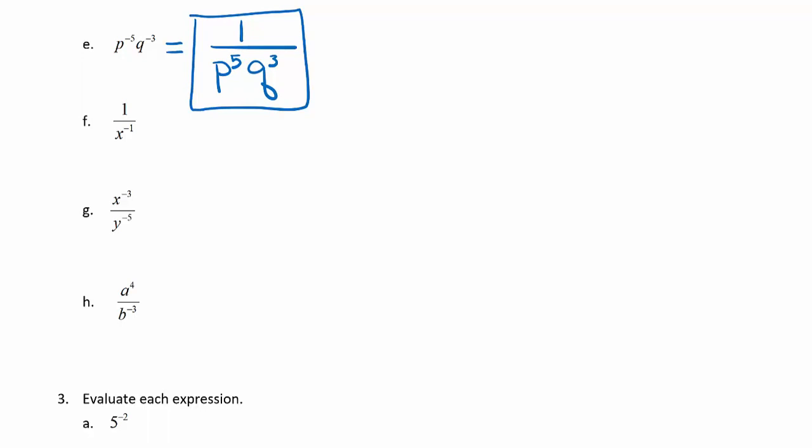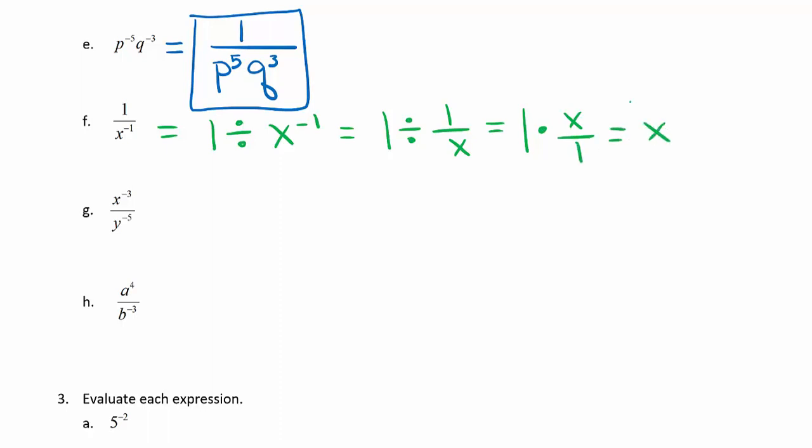So in this problem, technically we have a 1 divided by x to the negative 1. We've learned that x to the negative 1 is the same thing as 1 over x. And if you want to divide fractions, you copy, change to multiplication, and flip. And 1 times x is just x. So that's the long way of understanding what this expression simplifies to.